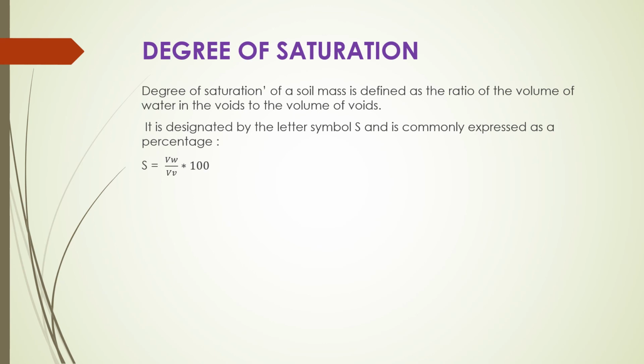Next we are going to study the degree of saturation. Degree of saturation of a soil mass is defined as the ratio of the volume of water in the voids to the volume of voids. That is, S is equal to Vw by Vv into 100, where S is the degree of saturation, Vw is the volume of water and Vv is the volume of voids. It is commonly expressed as a percentage.